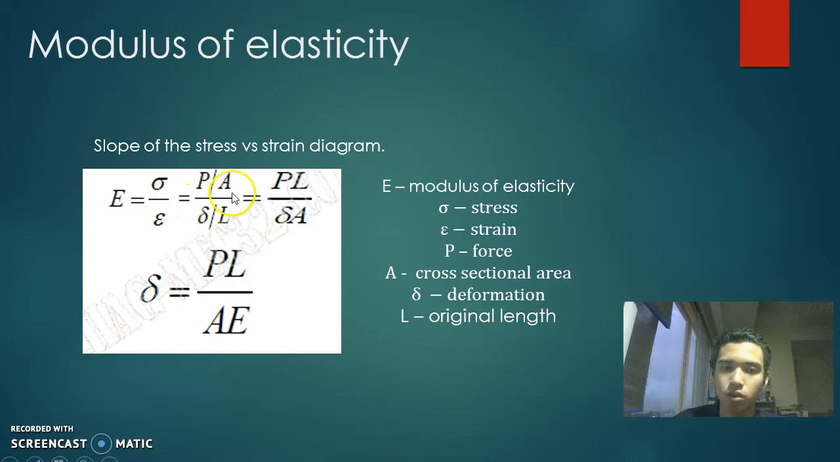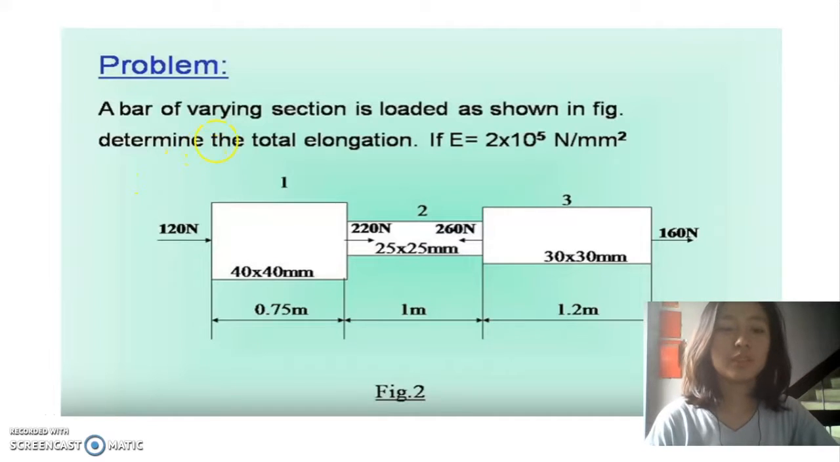Further, we can derive this formula, which is P over A over delta over L, where P is the force, A is the cross-sectional area, delta is the deformation, and L is the residual length of the material. We can manipulate the equation to obtain the deformation formula, which is PL over AE. That is all. We are to solve a simple strain problem.